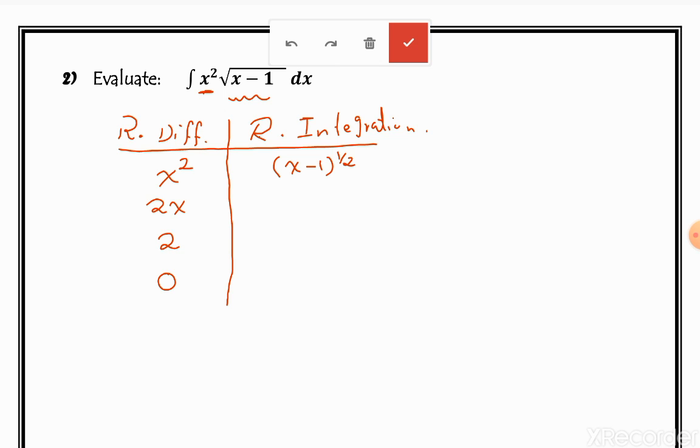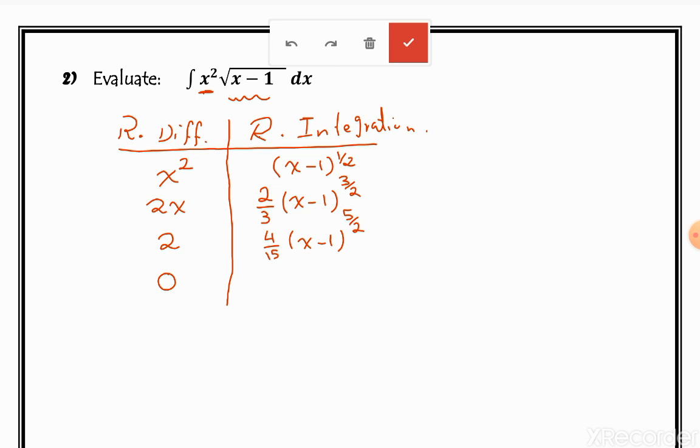We just add 1 to the exponent and divide by the new exponent, which is 2 over 3, x minus 1, and adding 1 to the half will be 3 over 2. But when you divide by 3 over 2, you will flip your fraction. And here, the second one will be the same, x minus 1, but we add 1 to 3 over 2, it's going to be 5 over 2. And it will be here 4 over 15. Why? Because 2 over 3 times 2 over 5.